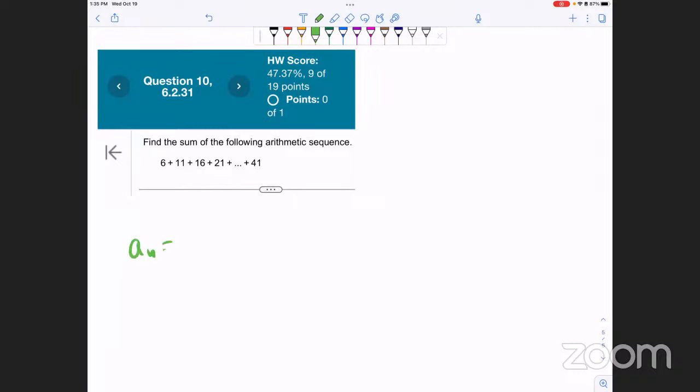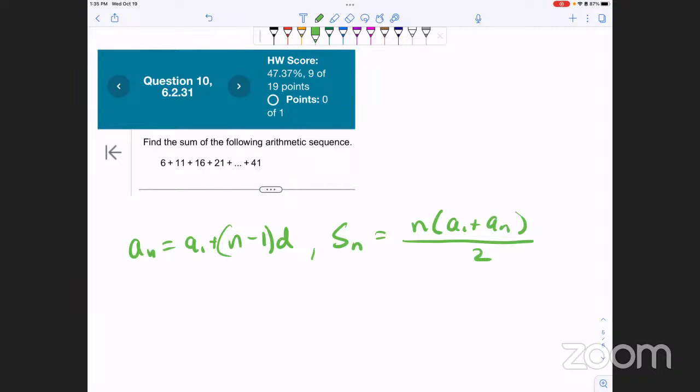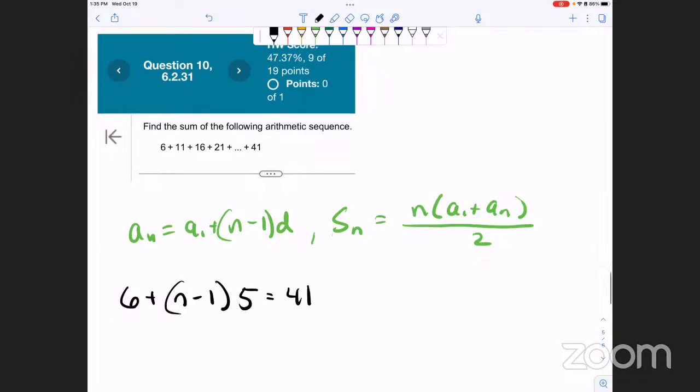The nth term is the first term plus n minus 1 times the common difference. The sum of the first n terms is n times the first term plus the last term, all over 2. We kind of talked about where that came from. If we plug in the information we're given, we need to find n. The first term is 6, we're solving for n, and the common difference is 5, since we're adding 5 each time. And the nth term is 41.